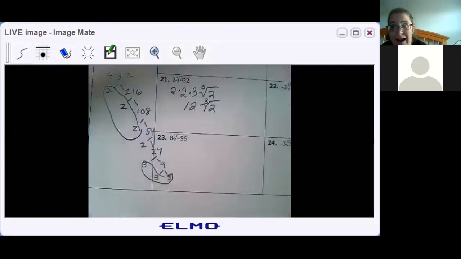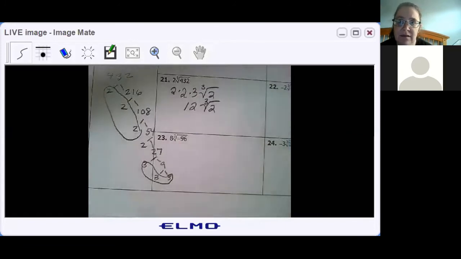So no matter how complicated it looks, as long as we remember to break it down to our factors and do that factor tree, we're going to be able to do anything. If I had asked you to do a fourth root of this, instead of taking groups of 3, you would have taken groups of 4.